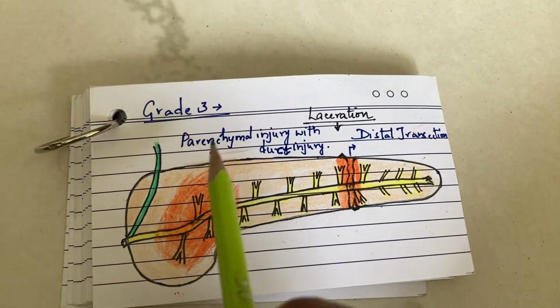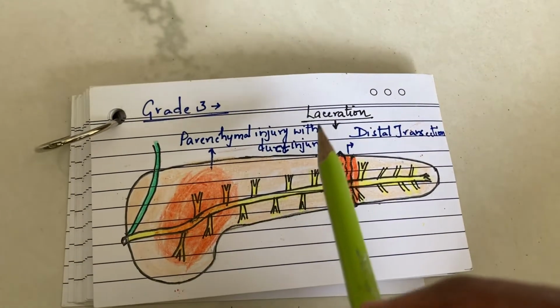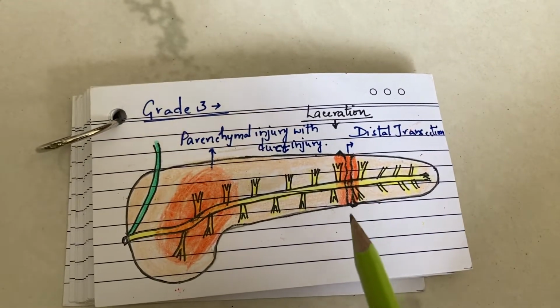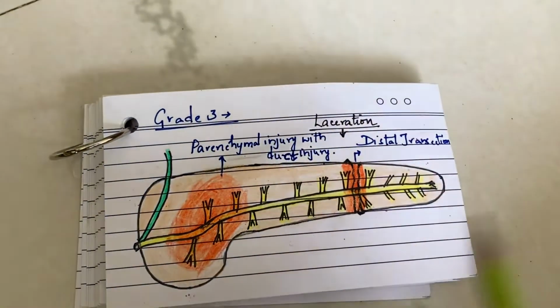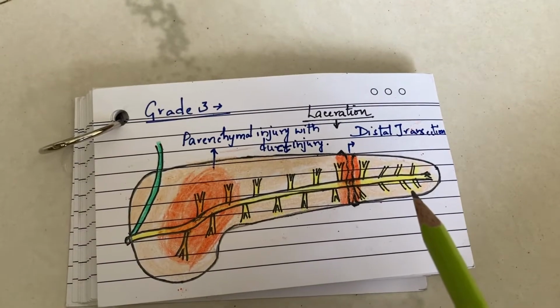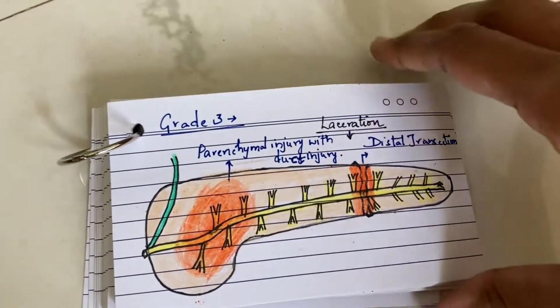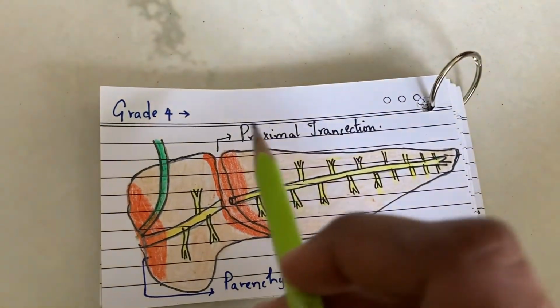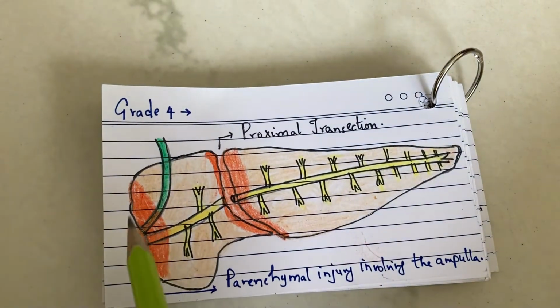Grade 3: we have parenchymal injury with duct injury. Laceration: we have distal transection, which is a complete full thickness tear. The one to the left of the superior mesenteric vein and portal vein axis is the distal part of the pancreas. Grade 4: we have proximal transection and parenchymal injury involving the ampulla.